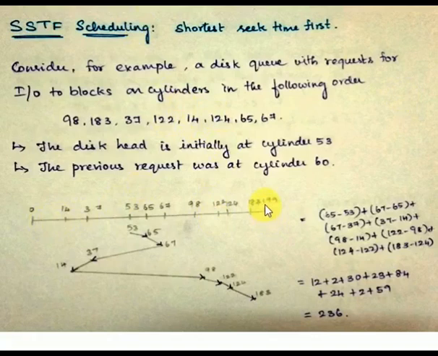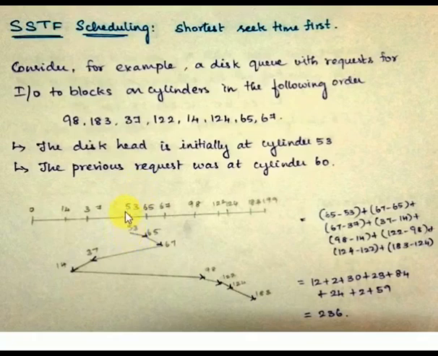So 0 to 199, that is 200 cylinders, and the track numbers are arranged in ascending order. So 0, 14, 37, 53, 65, 67, 98, 122, 124, 183 and 199. As is clearly mentioned in the problem, the disk head is initially at 53 and the previous request was 60. So the initial head of the rotating arm was at 53.